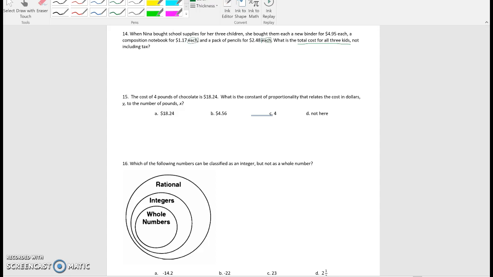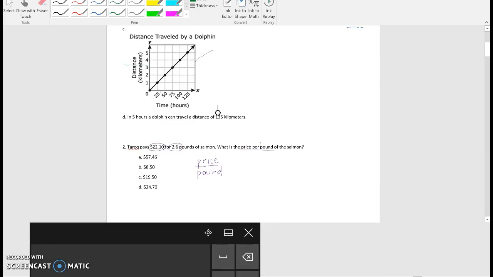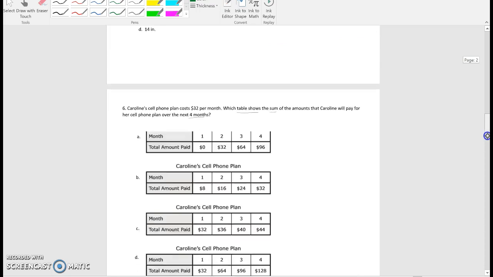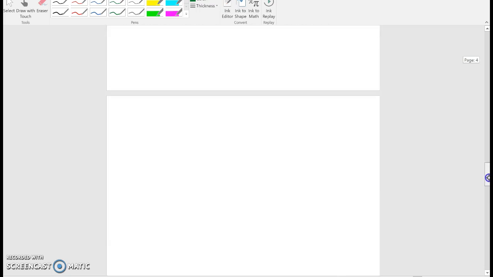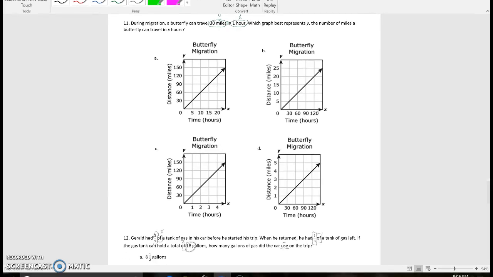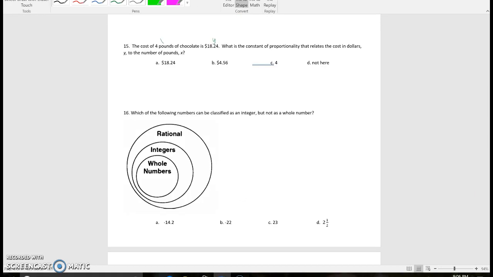All right, number 15. The cost of 4 pounds of chocolate is $18.24. What is the constant of proportionality that relates to the cost in dollars to the number of pounds? So cost in dollars to the number of pounds. Use your formula chart. And number 16, which of the following numbers can be classified as an integer but not a whole number?